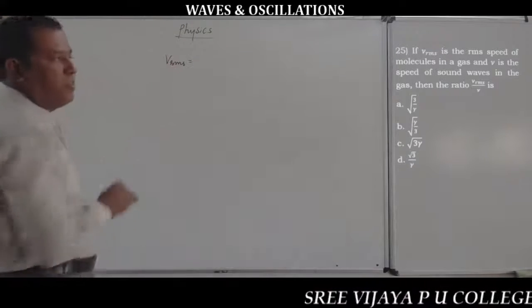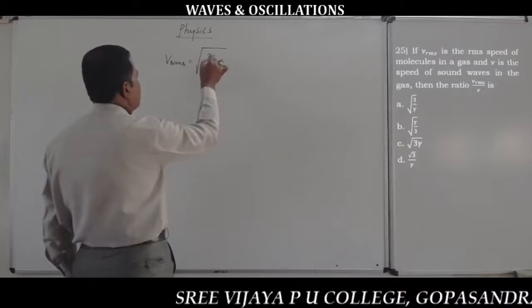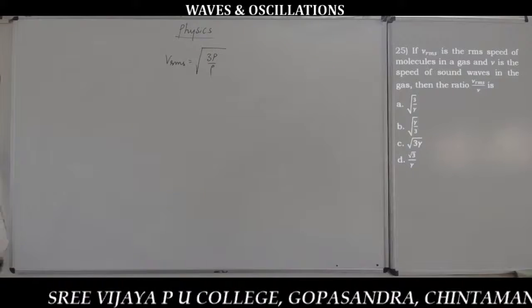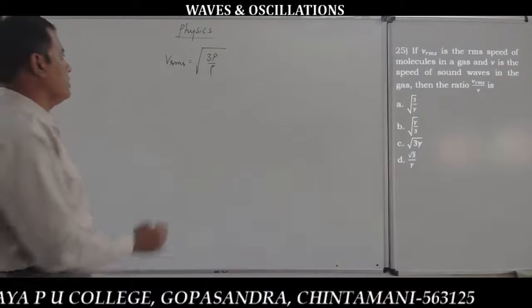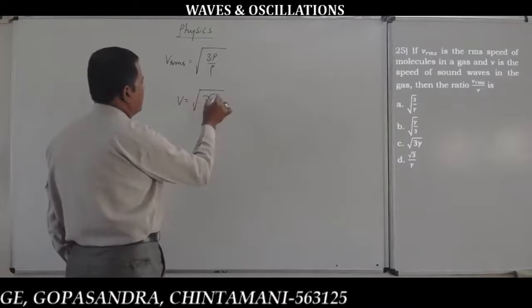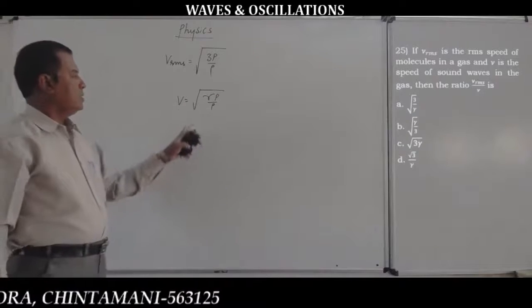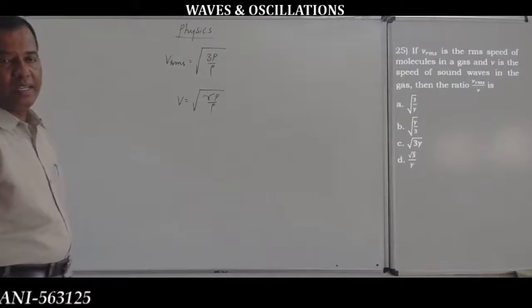The RMS speed of molecules in a gas is given by the square root of 3p by rho. V is the speed of sound waves in a gas. V is equal to the square root of gamma p by rho. So this is the speed of sound waves in gas, and this is the RMS speed of molecules in a gas.